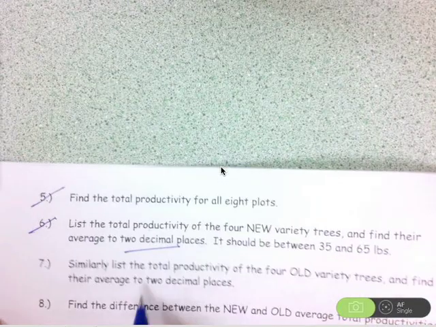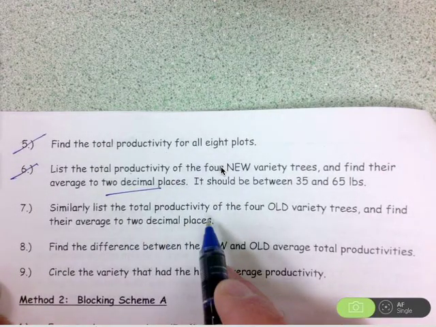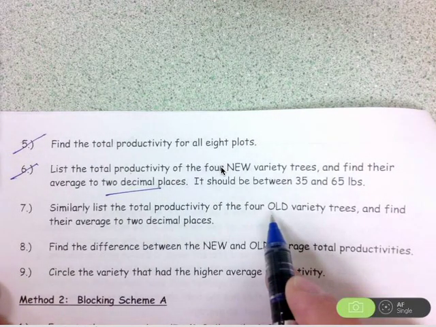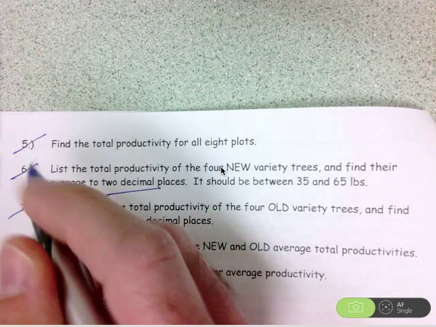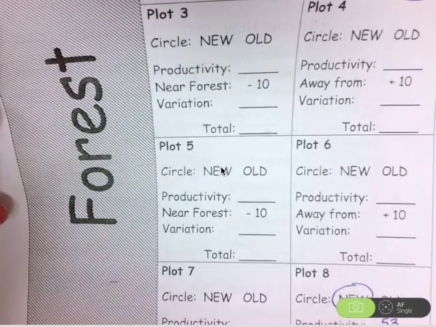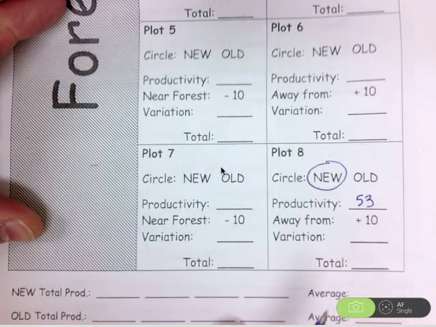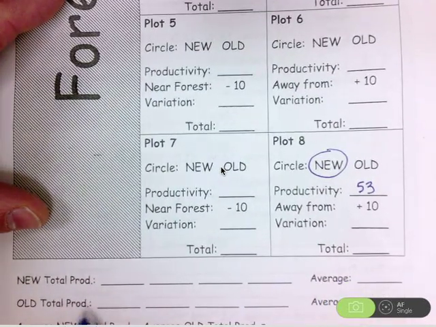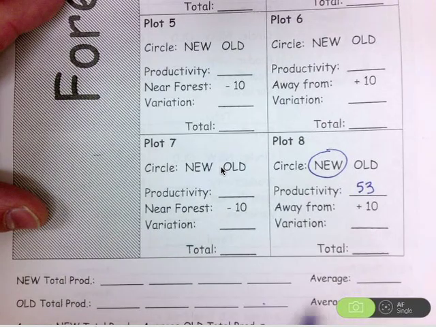Similarly then, in the next step, you're going to list the total productivity for the old trees. Find their average to 2 decimal places. So everywhere where you've circled an old, take those totals, put them down here at the bottom where it says old total productivity. You'll have 4 trees. Find their average.